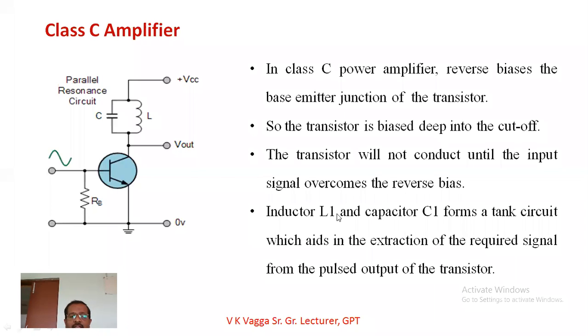Inductor L1 and capacitor C1 form a tank circuit which aids in the extraction of the required signal from the pulsed output of the transistor. Whatever output you are going to get is operated on by this capacitor and inductor, acting as an oscillator here.